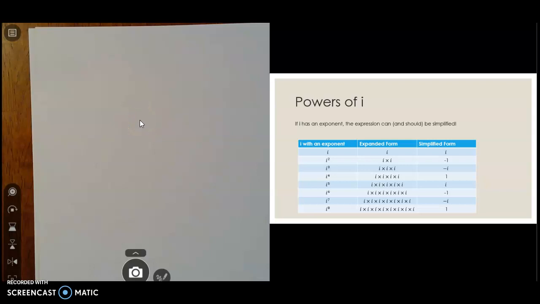The last thing we're going to talk about is powers of i, especially things bigger than i squared. So, I have a nice little table here with all of the expanded forms for you, and I'm hoping that you guys start seeing some patterns, okay? So, if we just have i with an exponent of 1, that would just be i. If we have i squared, that's i times i, which is negative 1.